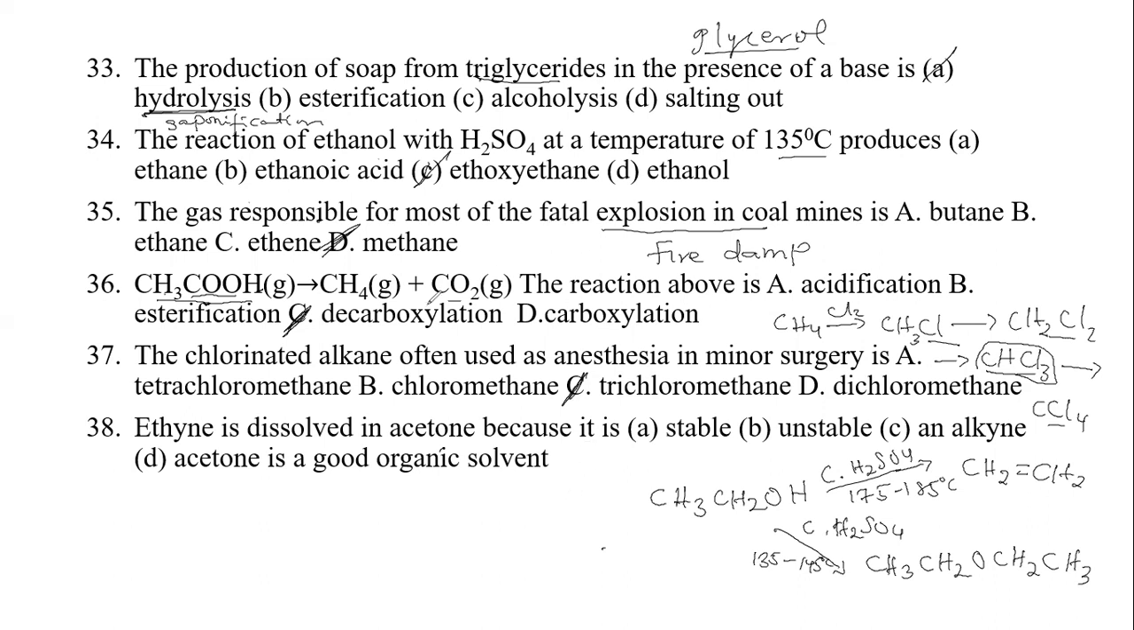Now let's talk about ethane. Ethane is dissolved in acetone because of what? Because it is unstable. So because ethane is unstable, it will be dissolved in acetone just to preserve it. All right, so please put that at the back of your mind.